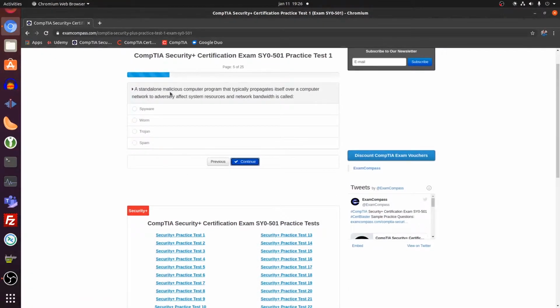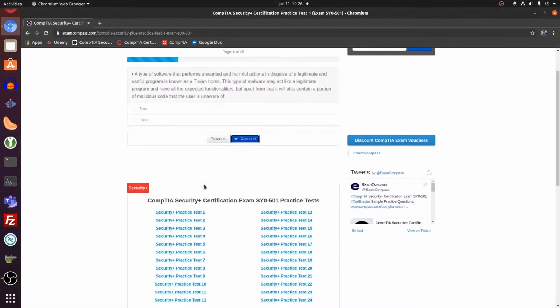Okay, a standalone malicious computer program that typically propagates itself over a computer network to adversely affect system resources and network bandwidth is called spyware, a worm, Trojan, or spam. Standalone malicious computer program. System resources, network bandwidth. Trojan. A type of software that performs unwanted or harmful actions in disguise of a legitimate and useful program is used as Trojan horse.